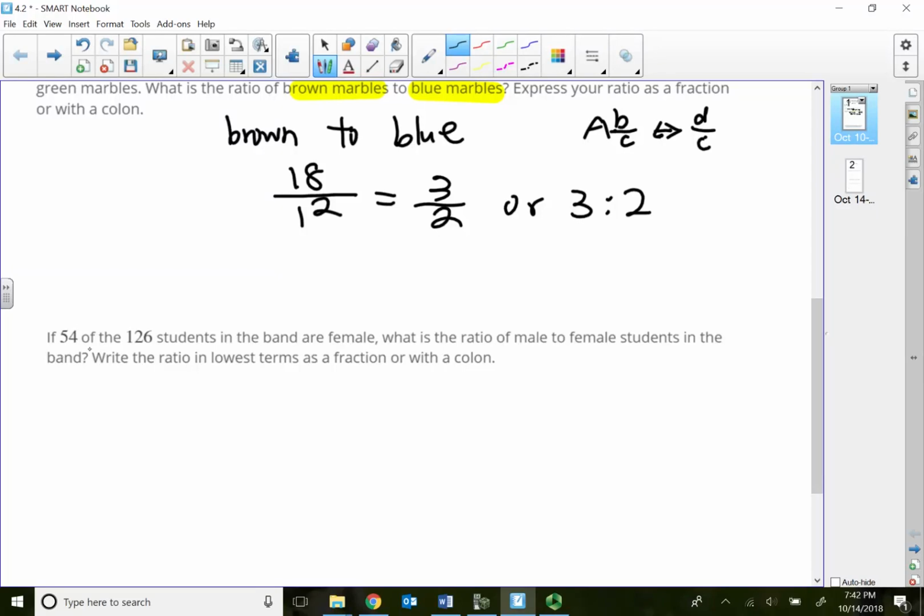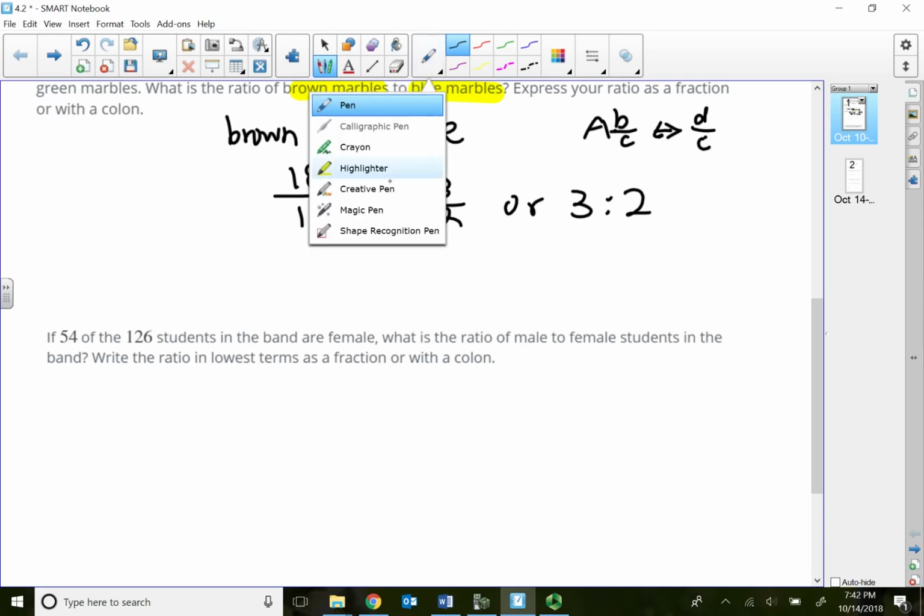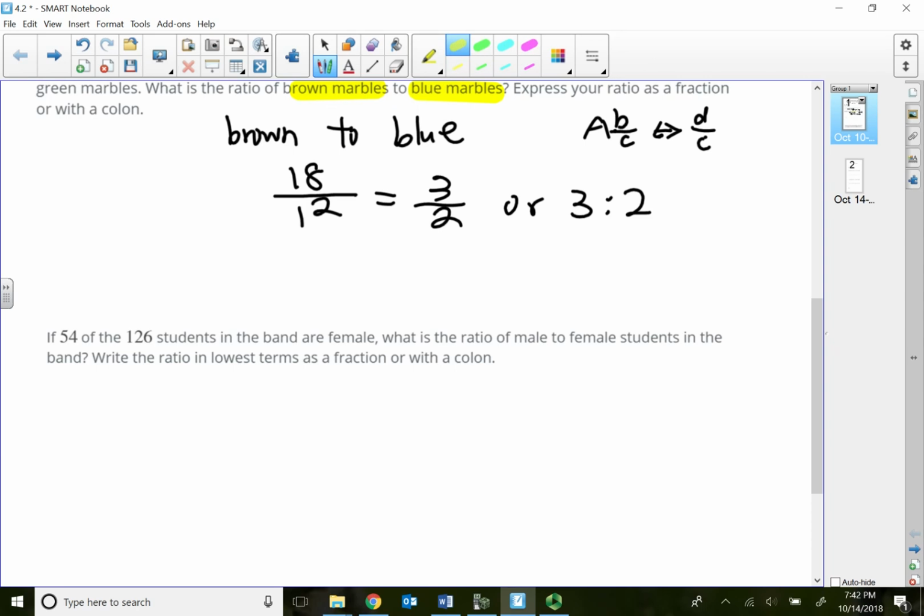All right, let's try this one. 54 of the 126 students in the band are female. What is the ratio of male to female? So the 54 represents females. I need to find how many males there are, because I'm trying to compare between male and female.